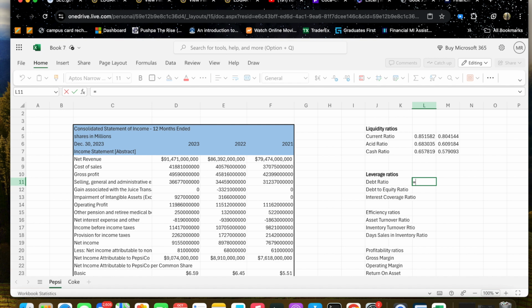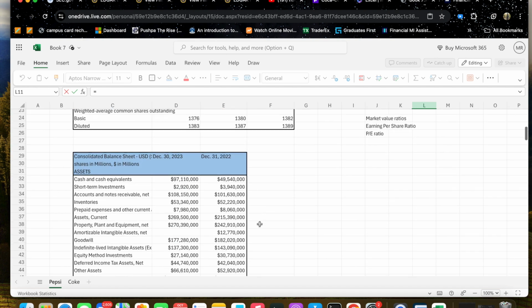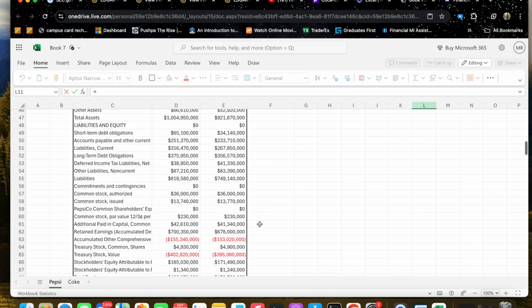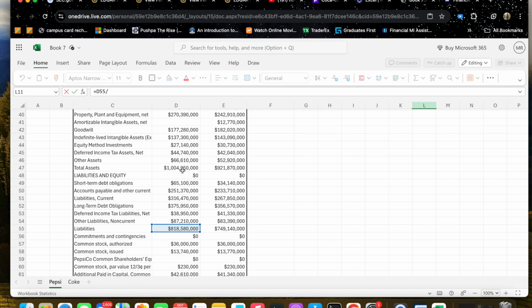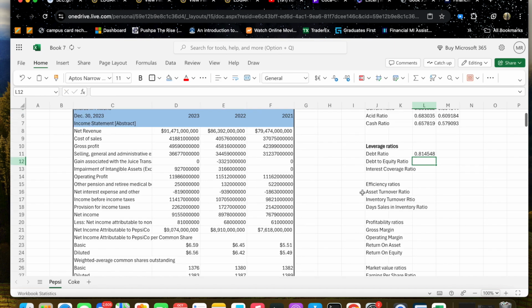So the leverage ratio usually defines the amount of capital that comes from debt. In other words, leverage financial ratios are used to evaluate the company's debt level. So the first ratio of the leverage ratio is the debt ratio. The formula of the debt ratio is total liabilities divided by the total asset. So here you go.